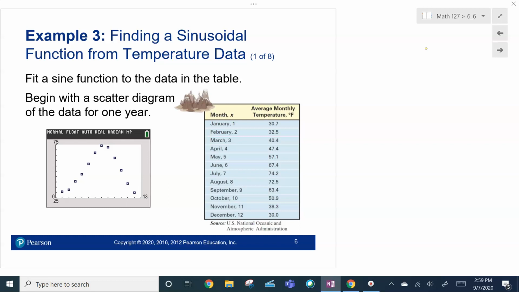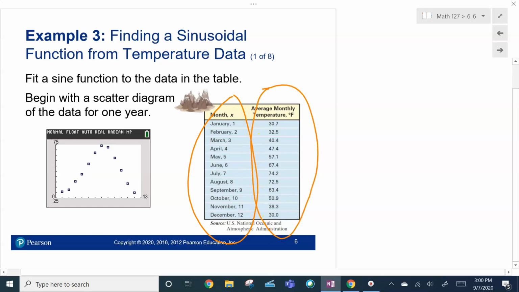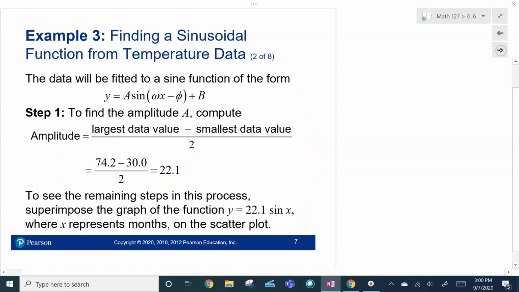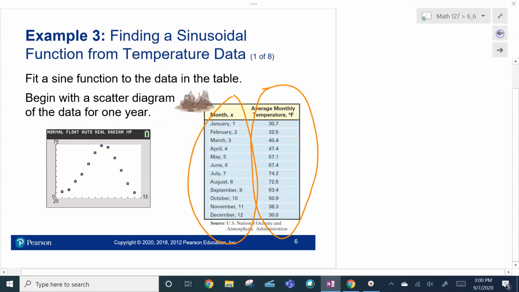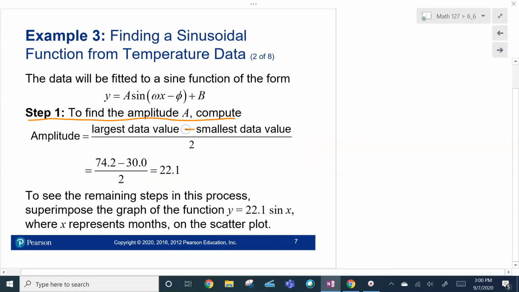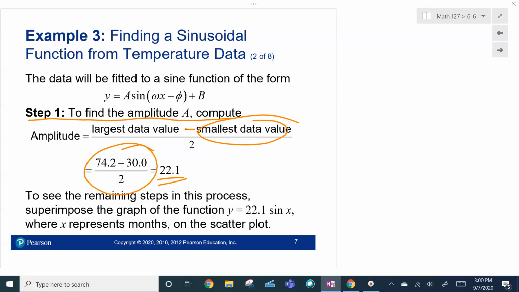So here's our data. We got our January months, right? Here's our inputs, our months. We got our outputs, which is our monthly temperature here. And what we're going to do first to find the amplitude, if you were to estimate this by hand, take your largest data value, the 74.2, minus the smallest data value, which is 30, divided by 2. There's your amplitude.